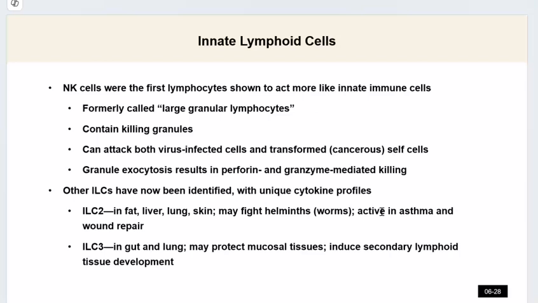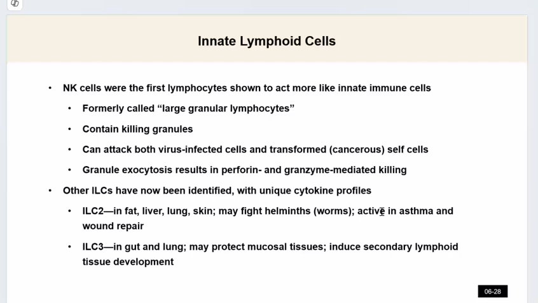So the ILCs are a group of the innate cells that derive from that lymphoid lineage, and like the CD4 T helper cells, their main function is to produce cytokines. But what's different than the T cells is that the innate lymphoid cells, the ILCs, do not express a genetically recombined antigen receptor, and they don't express the lineage markers of other immune cells.